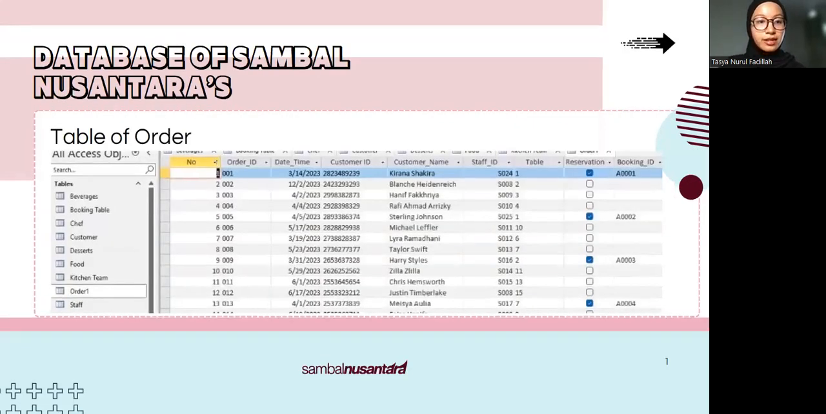Table of order. In order table, we provide date and time when the customer orders, customer ID, the staff responsible for it, also the customer's booking ID to find out which customers are ordering at any given time. Next.